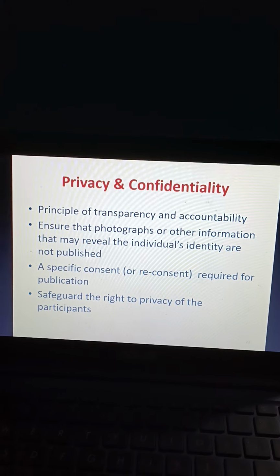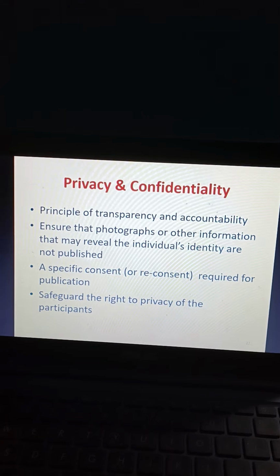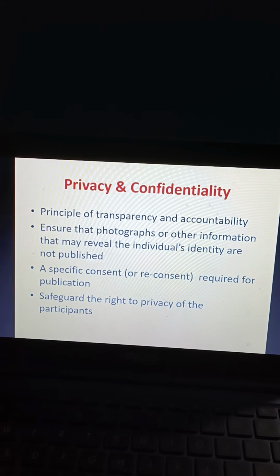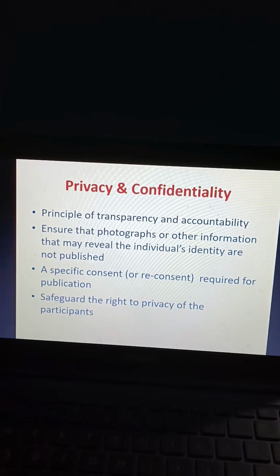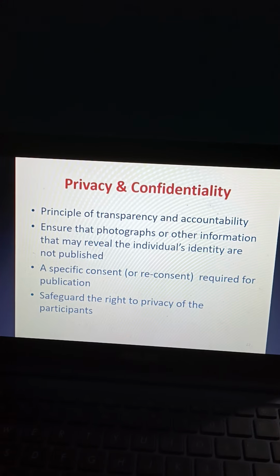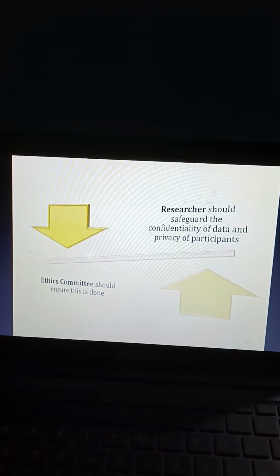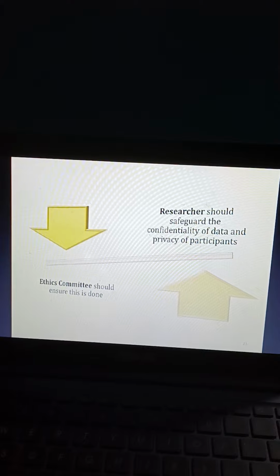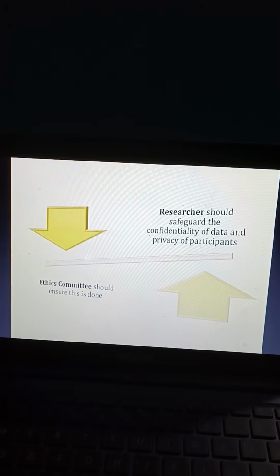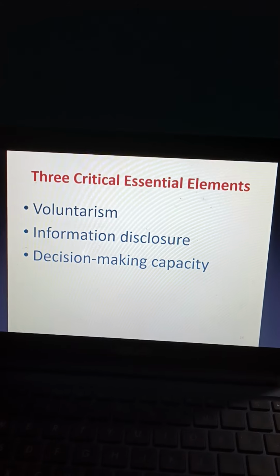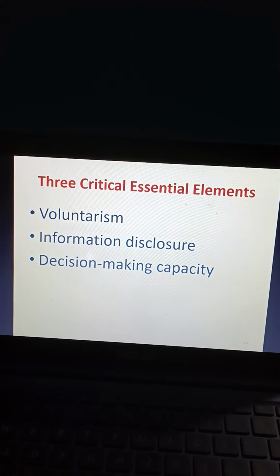Then coming to privacy and confidentiality. Principle of transparency and accountability: ensure that photographs or other information that may reveal the individual's identity are not published; a specific consent or re-consent is required for publication, to safeguard the right to privacy of the participants. So, ethics committee should ensure this is done. Researchers should safeguard the confidentiality of data and privacy of participants, and ethics committee should ensure this is done. Three critical essential elements: voluntarism, information disclosure, decision making capacity.